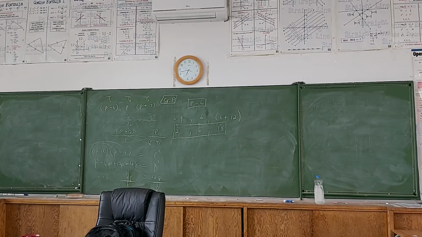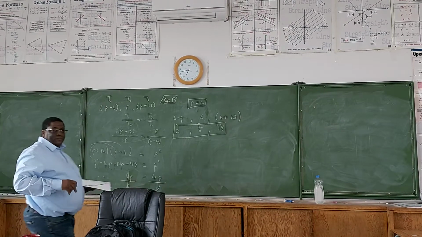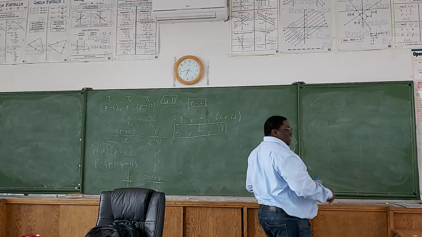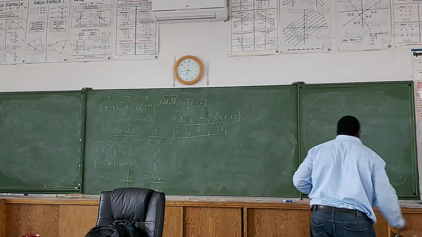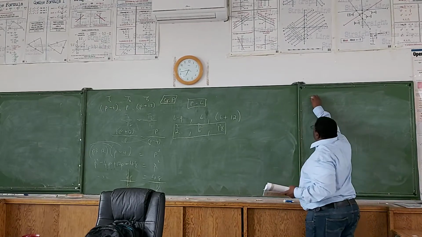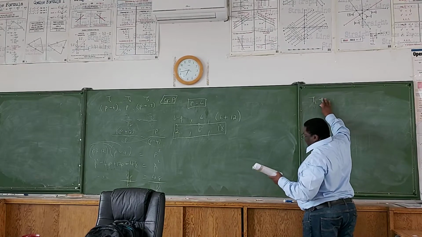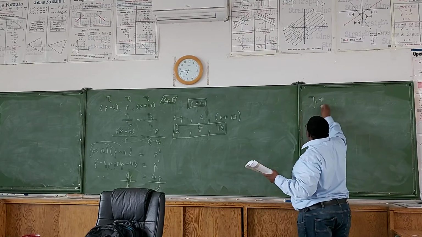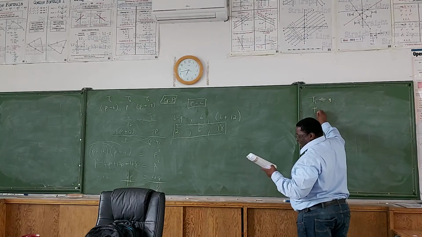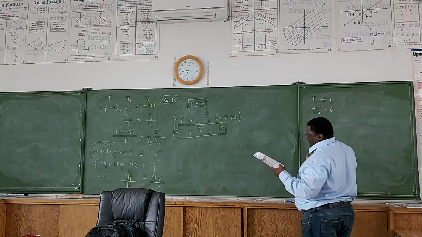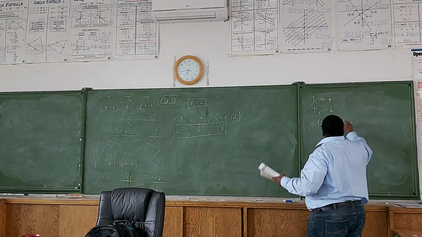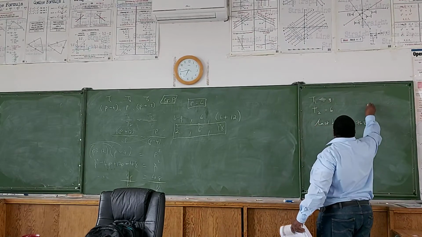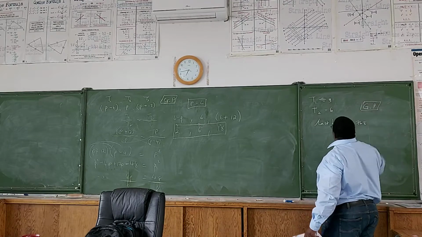Question 10, the last one. Let me do that one. I'm just going to write it down. It says the first 2 terms. It doesn't say the sum. First term is 3. The second term is 6. And the last term is 768, and we are still doing a geometric progression.